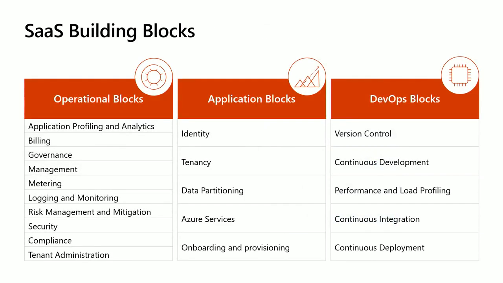Now, the last part I'm going to talk about, and I'm going to pass it to Shank, is going to be the different building blocks. So if you think about the blocks, there is operational. How are you going to operationalize your solution? So this is your metering, your security, your compliance. Those are the blocks that basically allow you to make your solution more operational. The second one has to do with the application blocks, like the identity, the tenancy, the data partition. This is more into the nitty-gritty of the app itself.